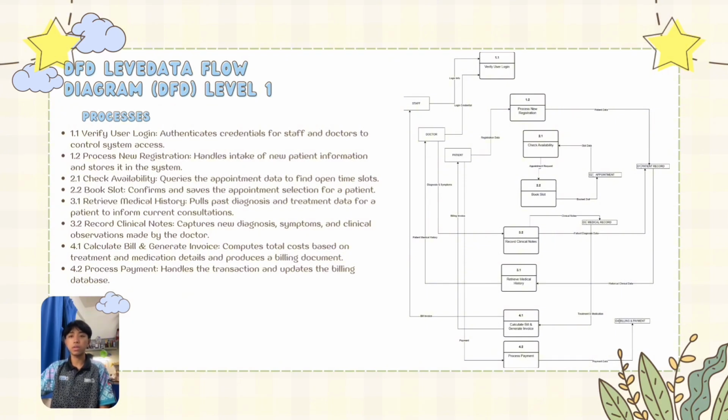In summary, this level 1 DFD modularizes the system into four distinct areas: user management, appointment booking, clinical documentation, and financial processing. This structure ensures that patient data remains consistent and traceable throughout every stage of the clinic's operation.